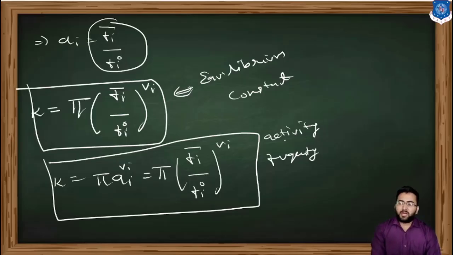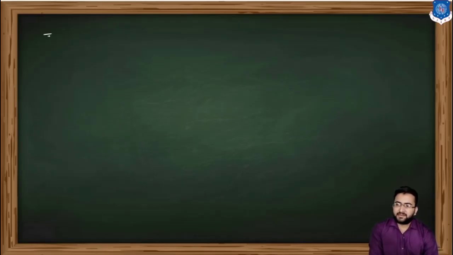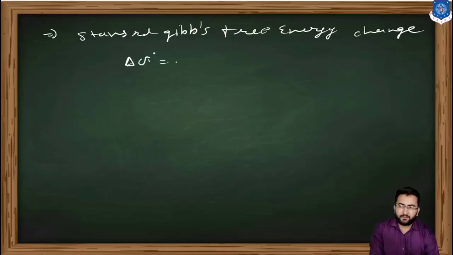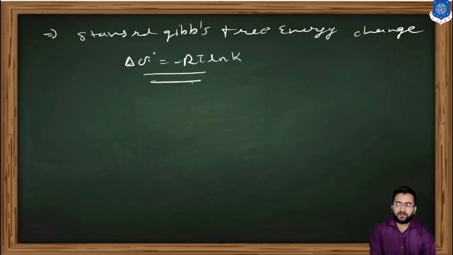So this is all about today's lecture. In the next lecture we are going to discuss the standard Gibbs free energy change, where we are going to prove del G naught is equal to minus RT ln K, which is the most important question in chemical engineering thermodynamics.